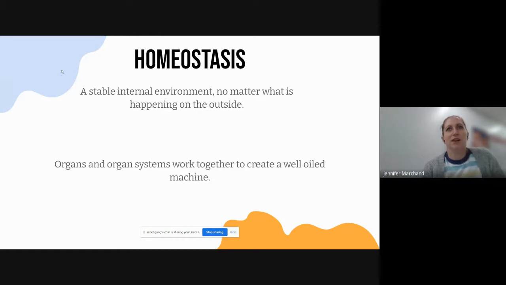I will tell you right now that this is a test question on your quiz, and therefore this will be a test question on your test. Like, this is so important to remember what homeostasis is. It looks very similar to that first test question we had about homeostasis.